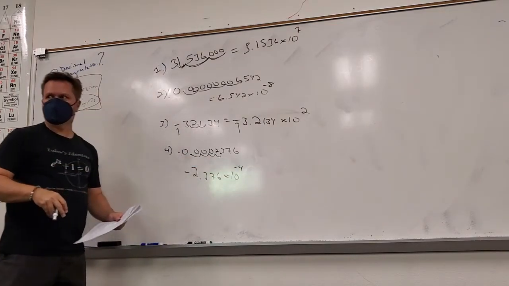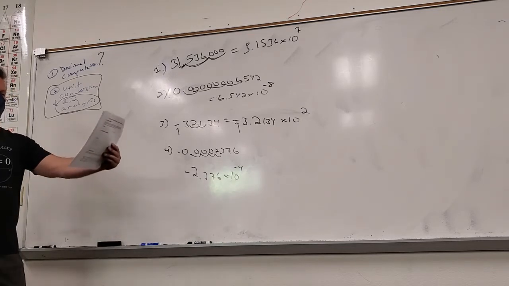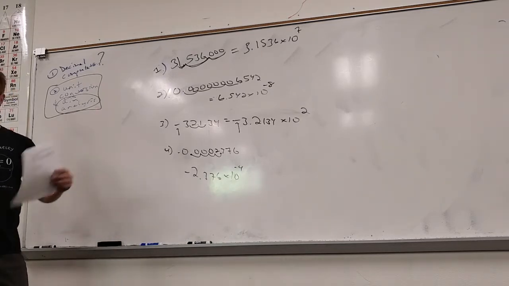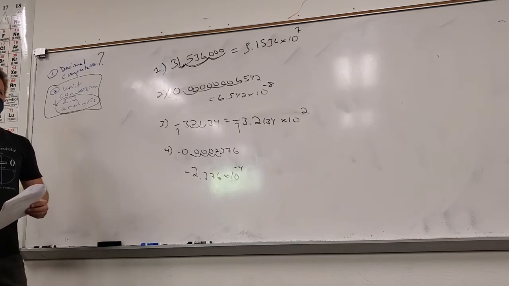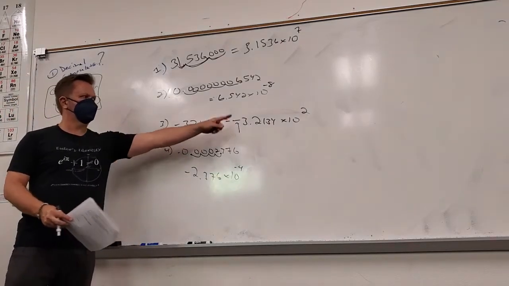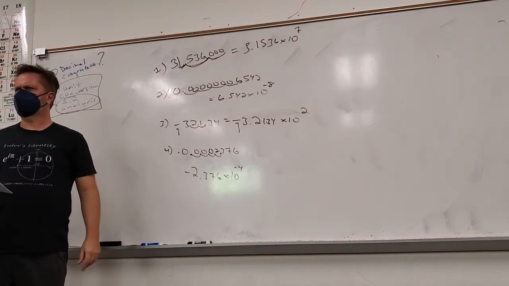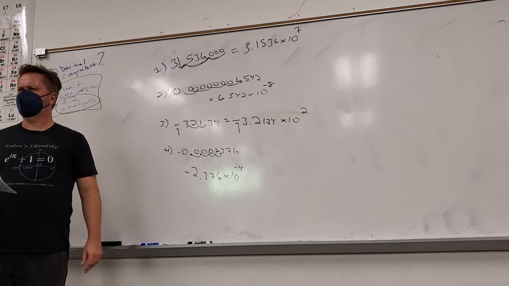Negative 4. Oh, 1, 2, 3, 4. Did I count that right? Negative 4, right? Yes. Negative 4. So again, if it's really small, it's a negative number. If it's really big, it's a positive number. You can think left and right if you want to. You guys okay?